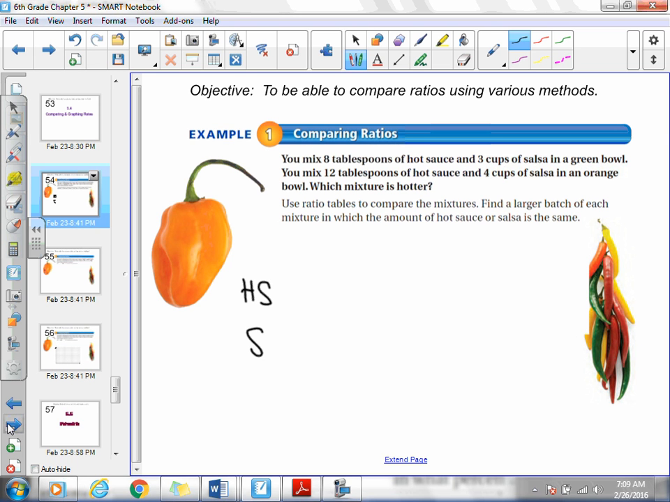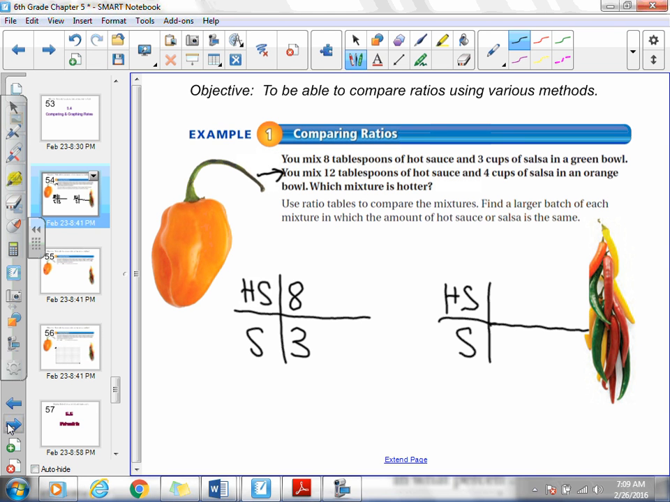So we're going to start and we're going to say, okay, we have hot sauce and we have salsa. And we have 8 tablespoons of hot sauce for every 3 cups of salsa. And then we have a second recipe over here, all right? And this one is supposed to be a different recipe, so we're going to make a separate table. Hot sauce and salsa. All right, and in this recipe, you mix 12 tablespoons of hot sauce and 4 cups of salsa. And again, the question is which is hotter, which is spicier.